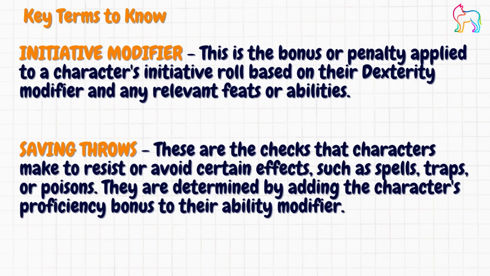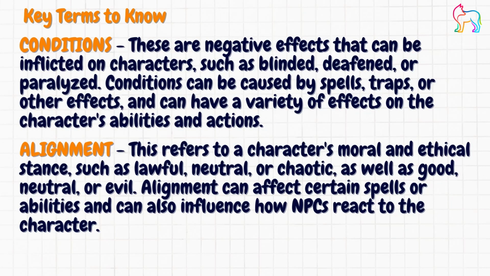Saving throws. These are the checks that characters make to resist or avoid certain effects, such as spells, traps, or poisons. They are determined by adding the character's proficiency bonus to their ability modifier. Conditions. These are negative effects that can be inflicted on characters, such as blinded, deafened, or paralyzed. Conditions can be caused by spells, traps, or other effects, and can have a variety of effects on the character's abilities and actions.